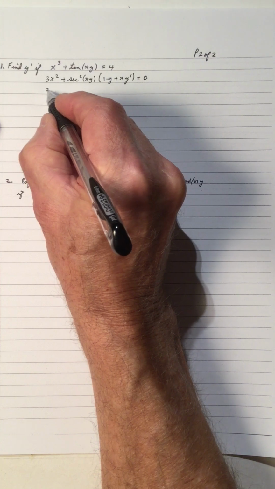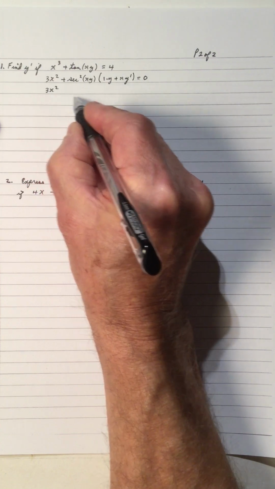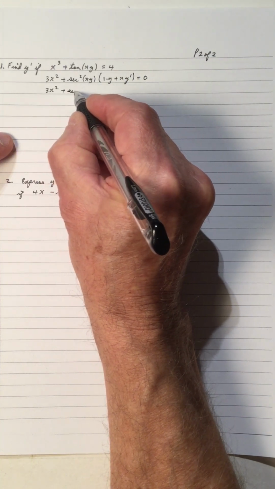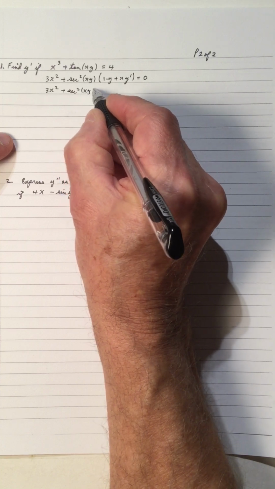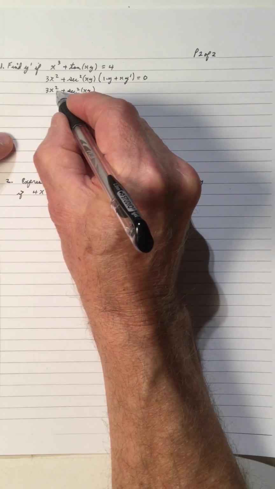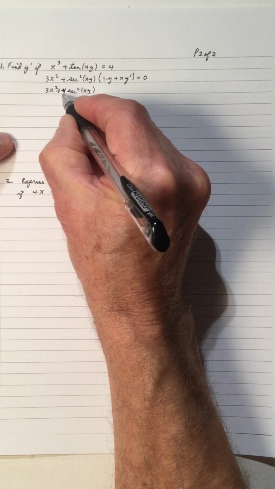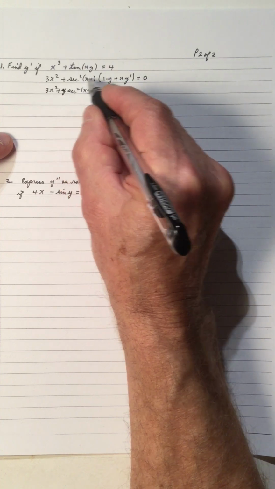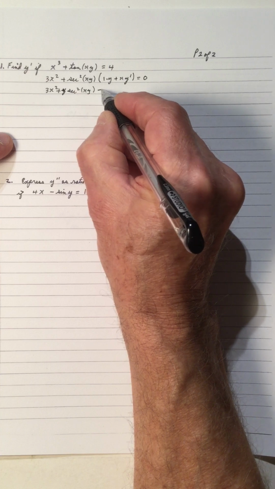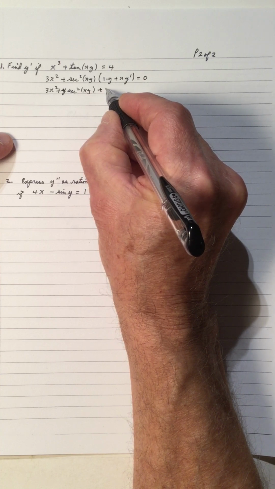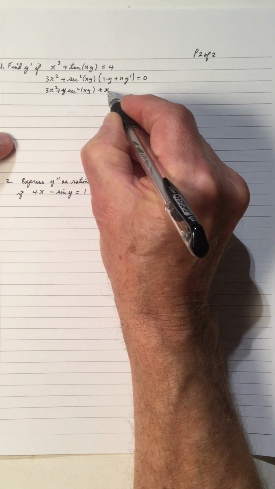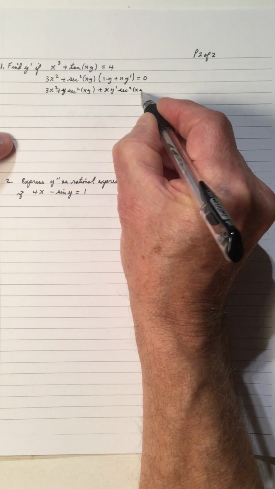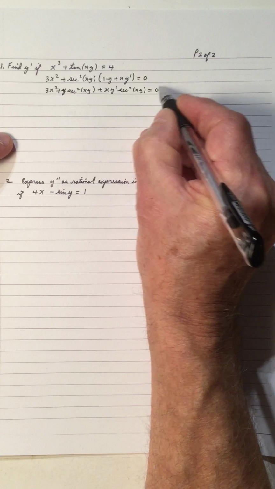So this is 3x squared, and I have secant squared xy times y. So let's squeeze that back here. So that's a y, so put the y in front of the secant squared, and this is a plus, so it's x y prime secant squared of xy equals 0.